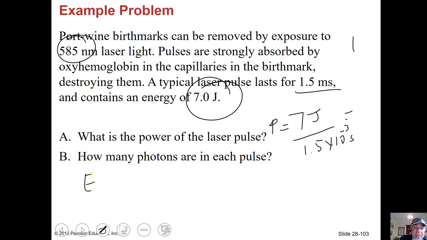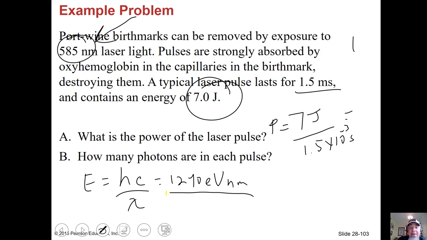So for part B, the energy, however you want to do it, you can take the wavelength here and calculate the frequency, or if you want, you could use hc divided by the wavelength, just like we did. Get the energy in electron volts. So this would be 1240 eV nanometers divided by 585 nanometers. Okay, this would give you the energy in electron volts. Convert it to joules. That's the energy for 1 photon. Divide 7 joules by the energy for 1 photon to get the total number.